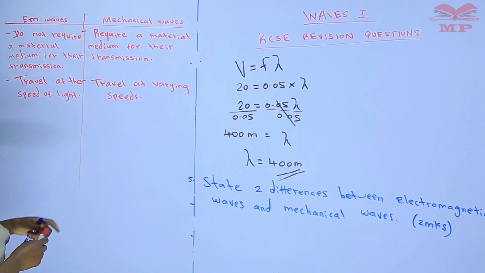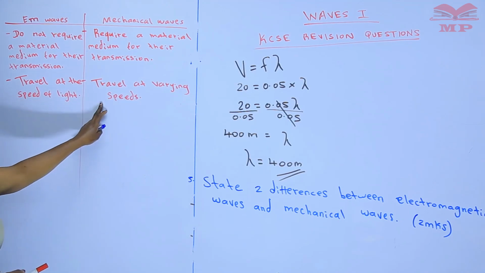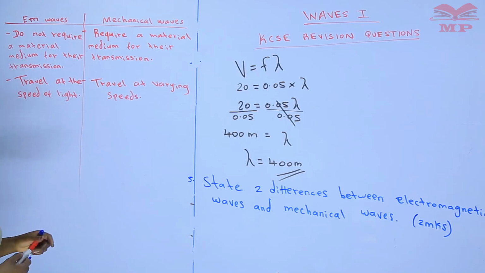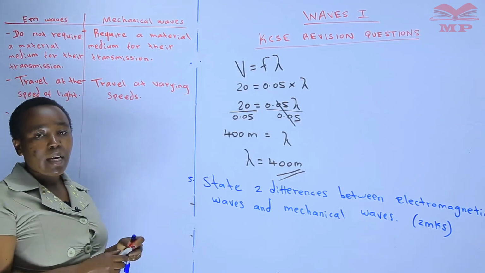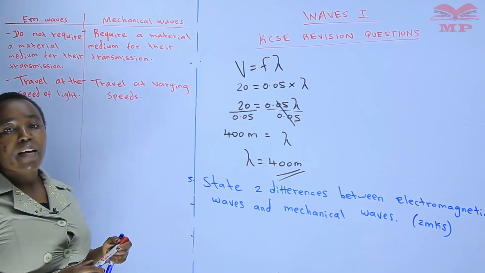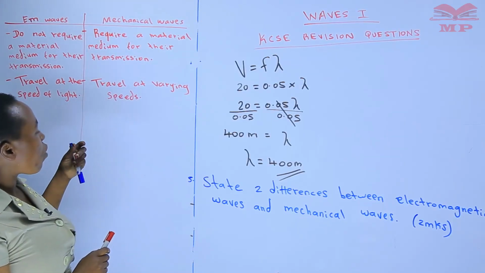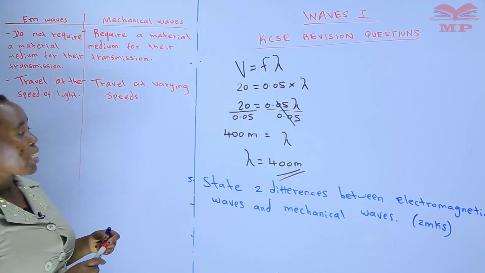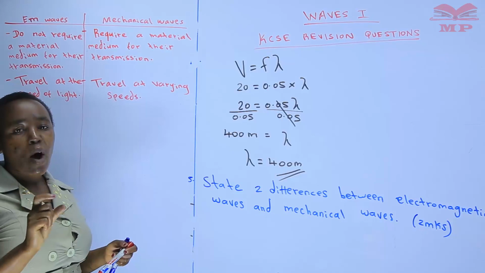For all electromagnetic waves, they travel at the speed of light, which is 3 times 10 power 8 meters per second, whereas for the mechanical waves, they will travel at varying speeds depending with the medium. And therefore, from this, we can say that for the electromagnetic waves, they travel at a higher speed, a very high speed of 3 times 10 power 8 meters per second, whereas for the mechanical waves, they travel at a lower speed.